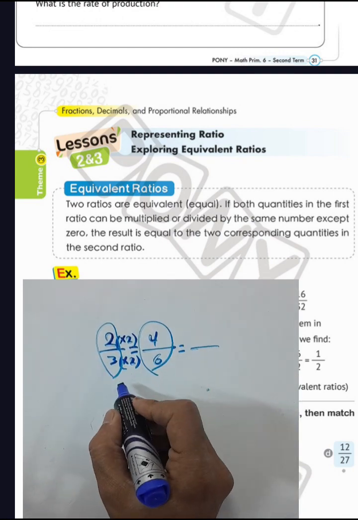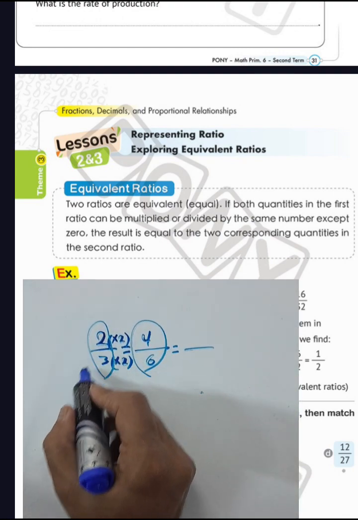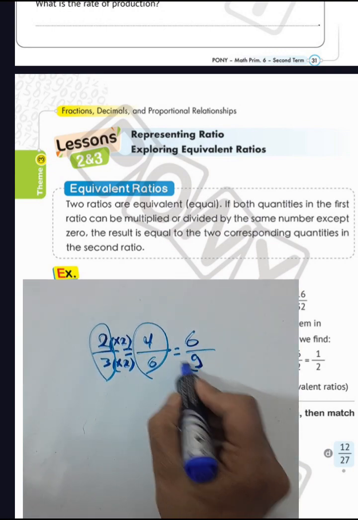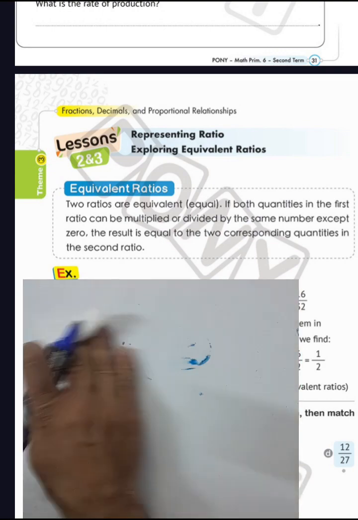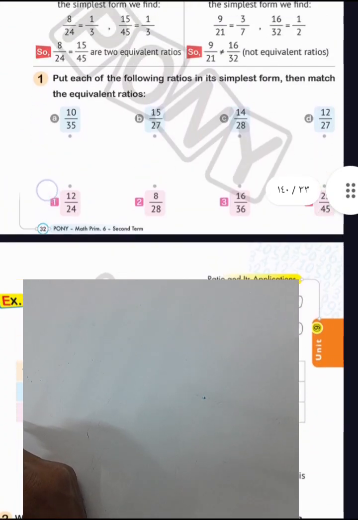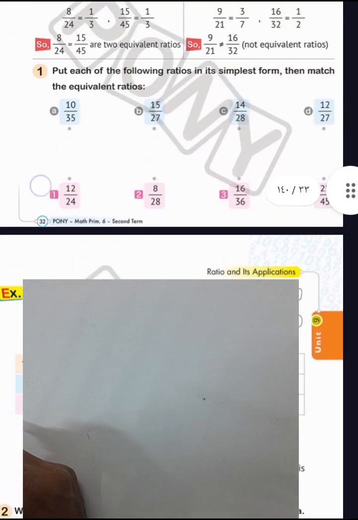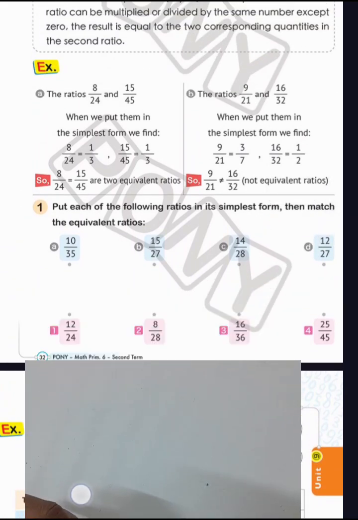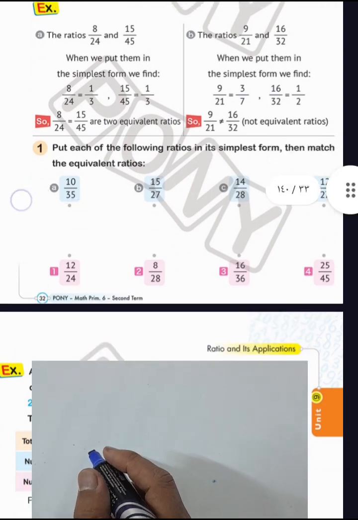And then you can write an equivalent fraction by multiplying the numerator and denominator by 3. 3 times 2 equals 6 and 3 times 3 equals 9, and so on. Then we have equivalent ratios here: put each of the following ratios in simplest form, then match the equivalent ratios. Okay, we will solve this example together.